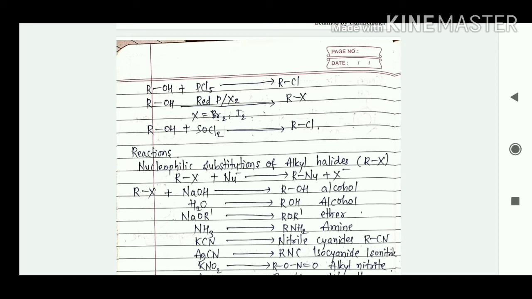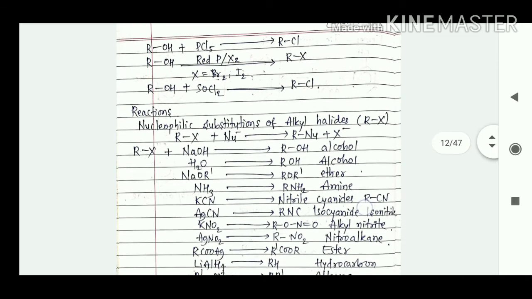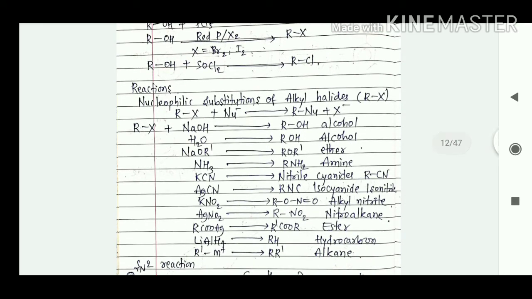Like that, ROH plus red phosphorus in presence of X2. X2 may be Br2 or I2. Here we are going to get RX. Like that, if it is ROH plus SOCl2, here we are going to get RCl. Like that we have some more reactions. These are the nucleophilic substitution reactions of alkyl halides. You take any alkyl halide and have some nucleophile, and there we are going to get the corresponding nucleophilic substitution reaction.